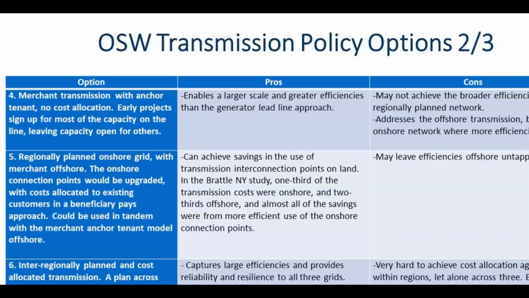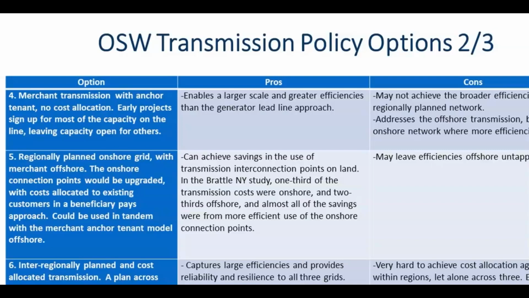So particularly for the offshore pieces of the grid, I think this could have value. Obviously, the land-based portion is probably going to be mostly alternating current, so this would probably work less well for that. And then number 5, as I was mentioning, is a hybrid of those two, where you have the broad regional cost allocation with proactive planning for the onshore piece, but you use something like merchant transmission, potentially with this anchor tenant model, for the offshore piece because it works better there with the DC lines.